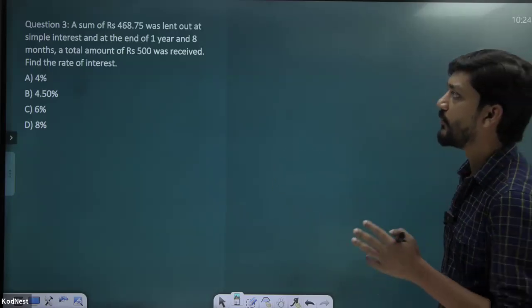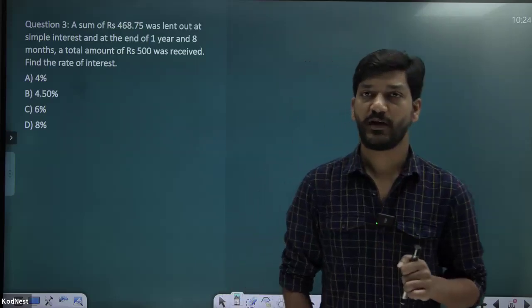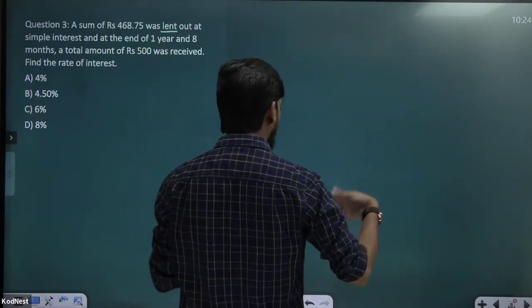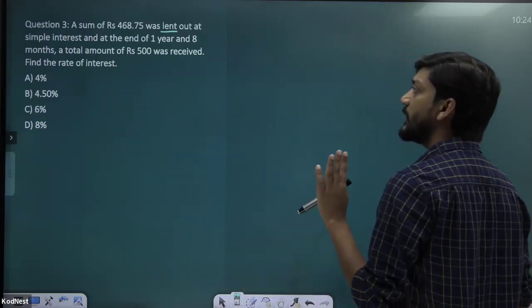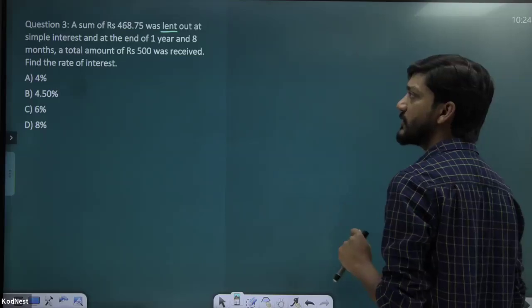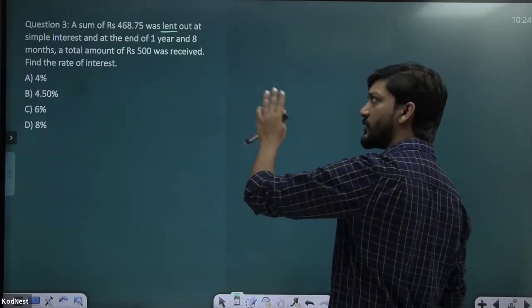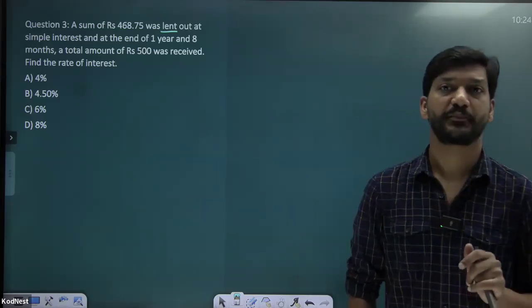All right. Now carefully see. A sum of 468.75 was lent out. Lent out means given as a loan. So money was given at simple interest, and at the end of 1 year, 8 months, a total amount of 500 was received. So given was 468.75, received was 500 rupees.